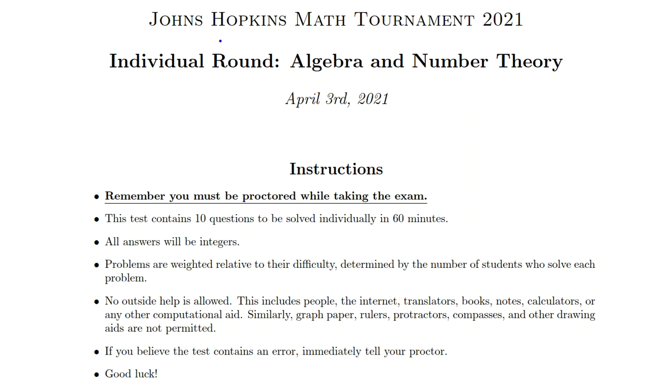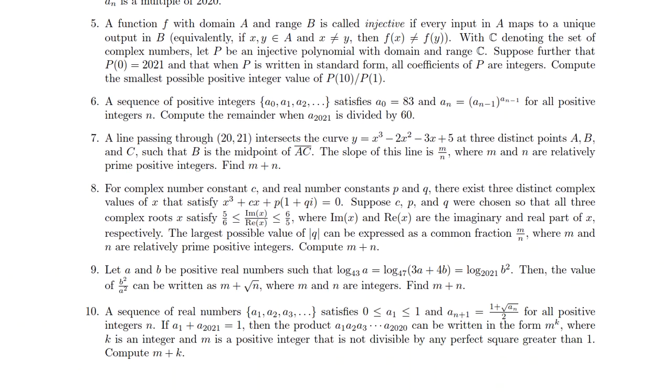Let's solve the ninth problem of the Johns Hopkins Math Tournament 2021, individual round, algebra and number theory. The rules are the following. You can read them. There are 10 problems.